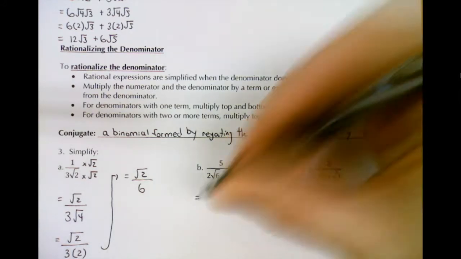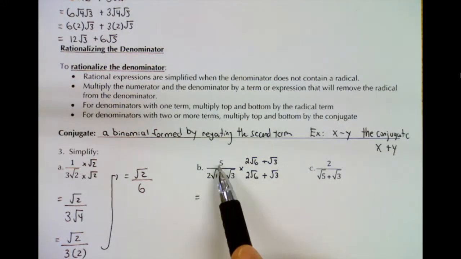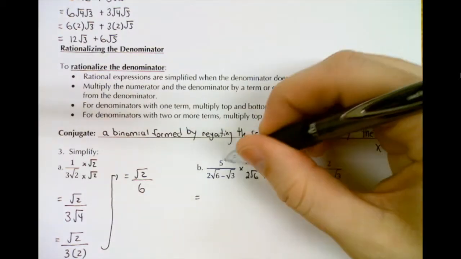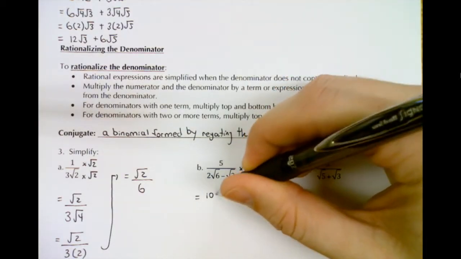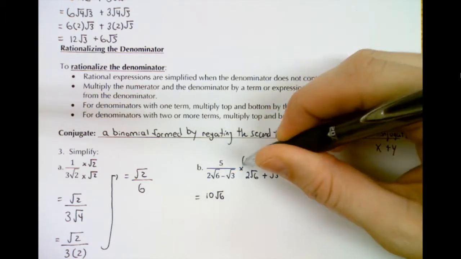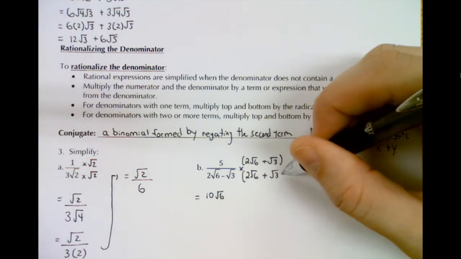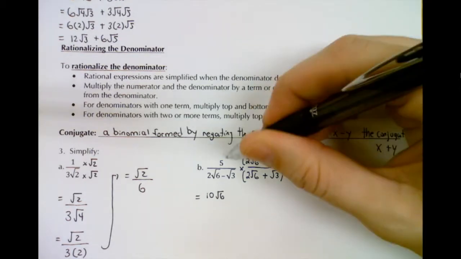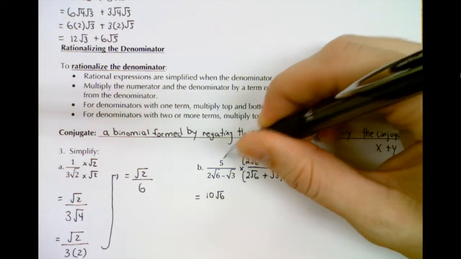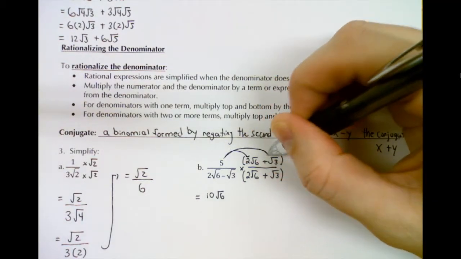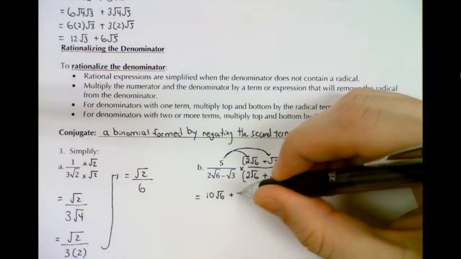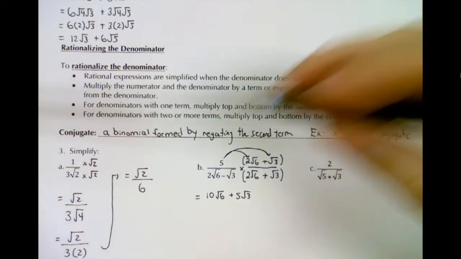So the top's going to get a little messy here. 5 times 2 root 6, we multiply the coefficients, and we get 10 root 6. This is 2 terms, so I better put it in brackets here and show you that with FOIL, 5 times 2 root 6 and 5 times root 3, which would be 5 root 3.